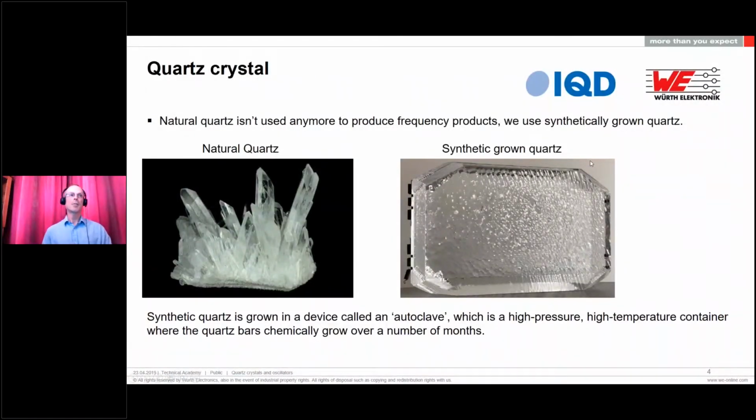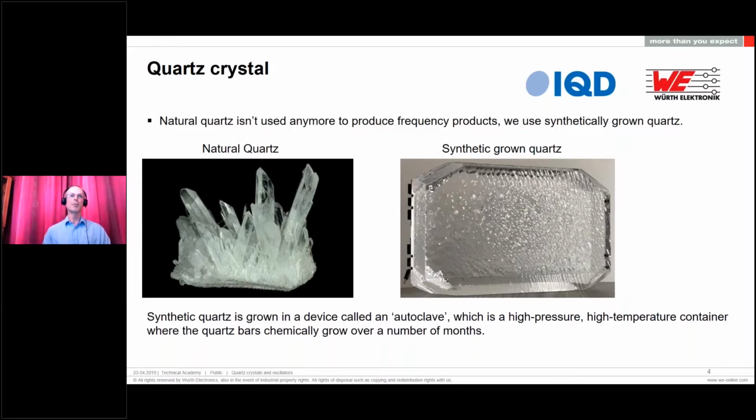However, when we think of quartz, I have to advise that natural quartz isn't used anymore to produce frequency products. We use synthetically grown quartz. And synthetic quartz is grown in a device called an autoclave, which is a high pressure, high temperature container where the quartz bars chemically grow over a number of months.